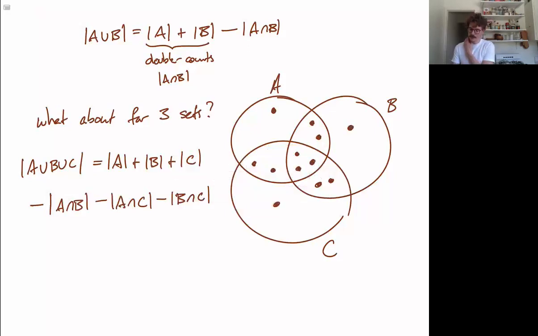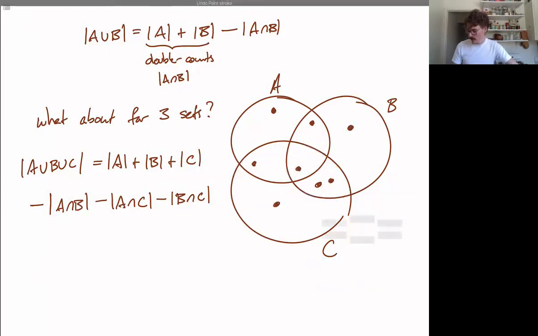And so what does that do? When we subtract A intersect B, namely this region, let's erase one of the dots from each of those spots. So there's one, there's another. Good. When we do A intersect C, which is this region, we get rid of a dot from each of those, like so, and like so. And similarly, when we subtract B intersect C, which is this region, let's get rid of a dot from each of those, like so, and like so.